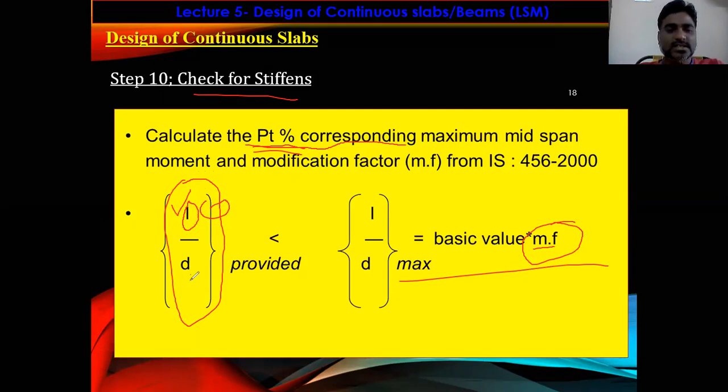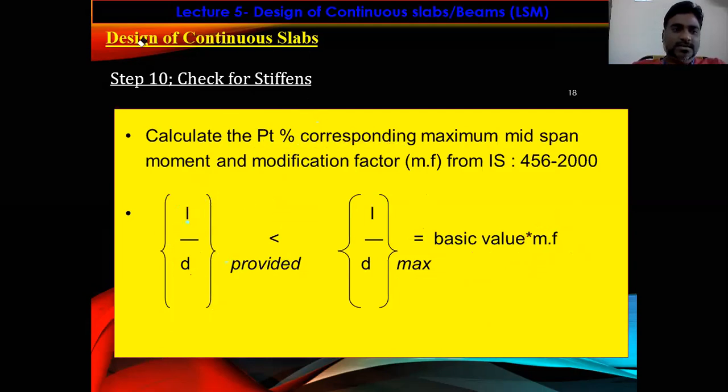So the condition is the actual L effective by D ratio should be less than the permissible value. Then only it is safe against stiffness. Otherwise, it fails. If it is greater, then you need to redesign your slab by changing the dimensions. That means you go to the first step and do all the steps, right?